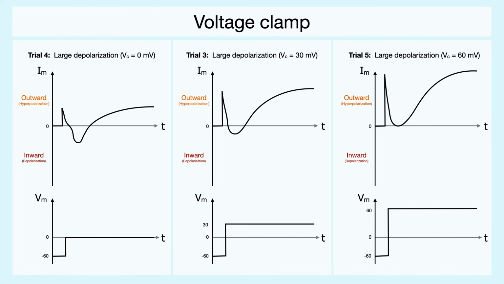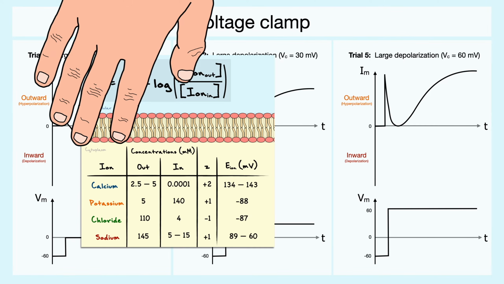With each trial, you can notice that the inward current gets smaller and smaller as the command potential increases up to the point at 60 mV where it isn't even present anymore. To understand why this happens, recall that the equilibrium potential of sodium is about 60 mV. Hence, when the axon is clamped at 60 mV, there is no net flux of sodium, which indicates that the inward current is most likely controlled by sodium influx.